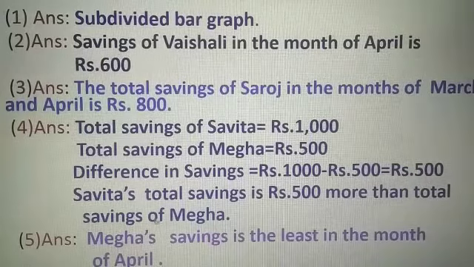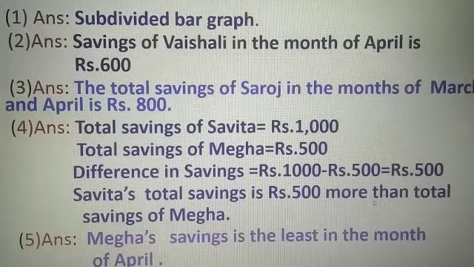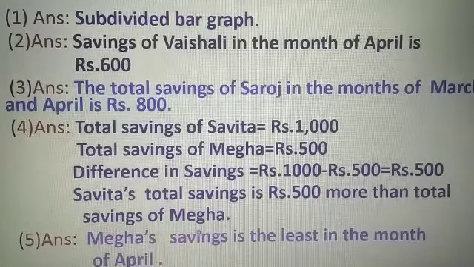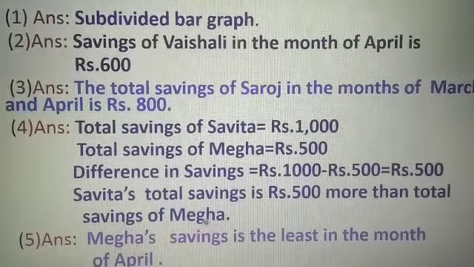This difference is the savings. Savita's total saving is 500 rupees more than the total saving of Megha. Okay. So in this way you have to write down the answer.